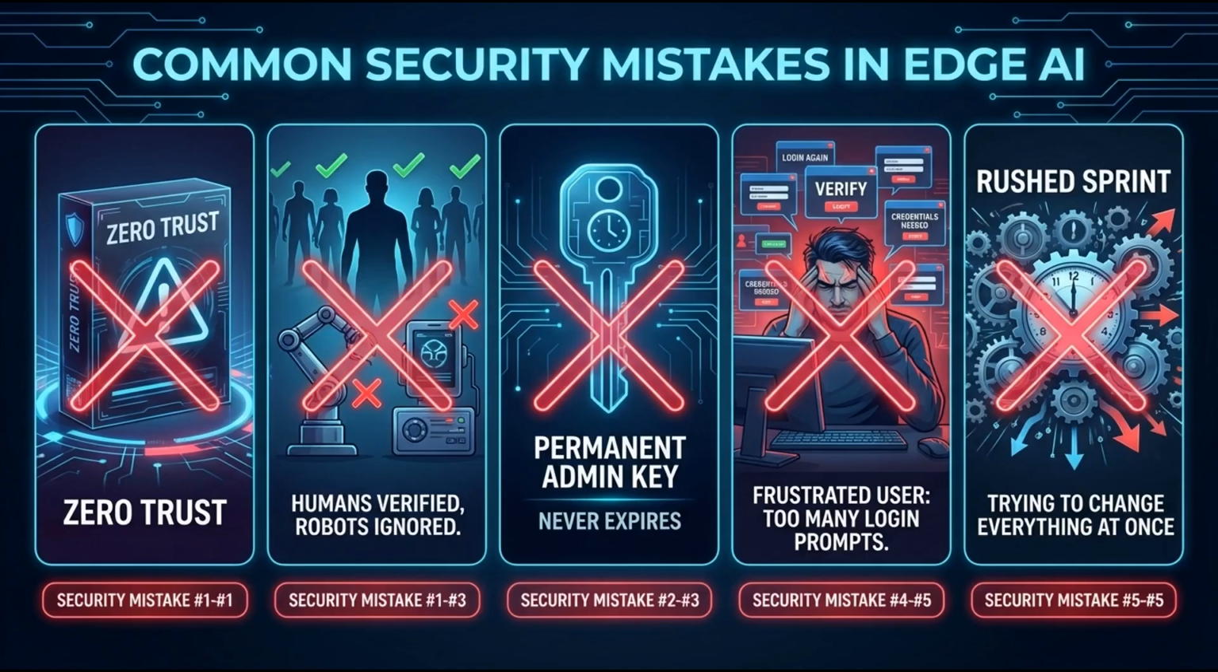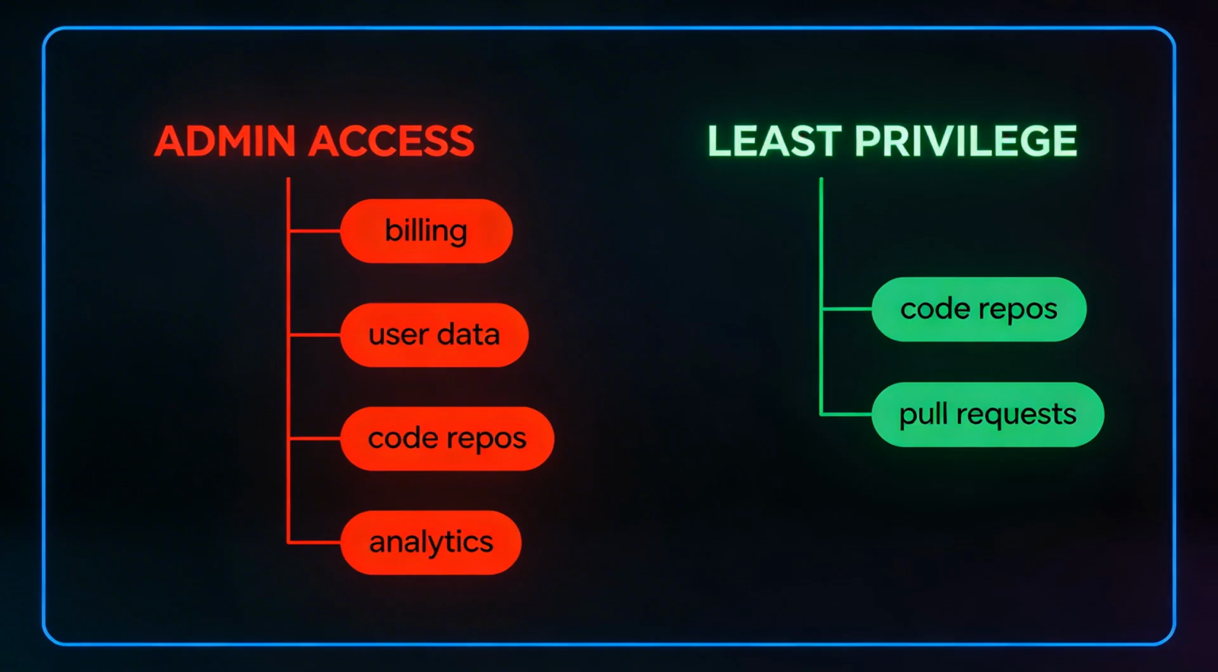Mistake 2. Only applying it to human users. Most organizations focus on verifying people but completely forget about machine identities. Service accounts, API keys, microservice-to-microservice communication. These need Zero Trust too, and they often have far more access than any individual human. Mistake 3. Keeping standing privileges. If your admin accounts have permanent access to everything, you haven't implemented Zero Trust. Adopt just-in-time access where elevated privileges are granted for a specific task and automatically revoked after.